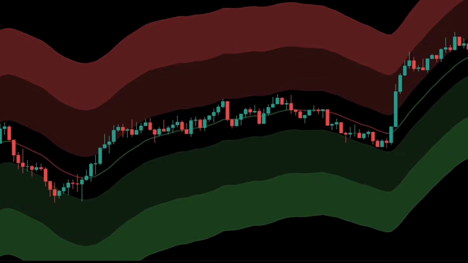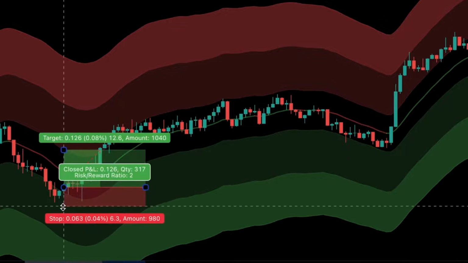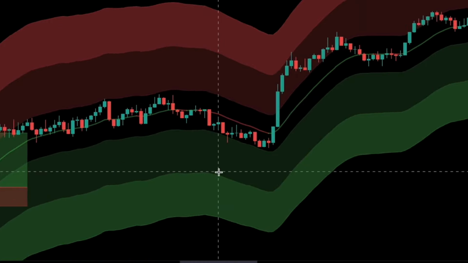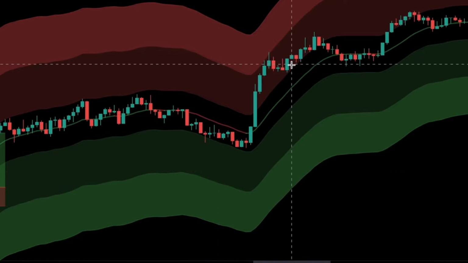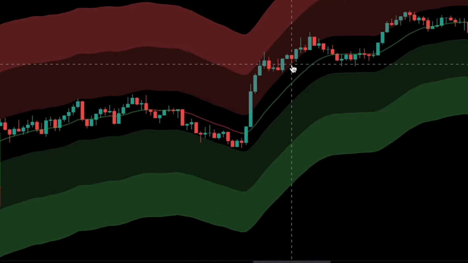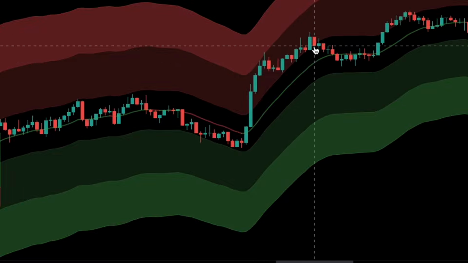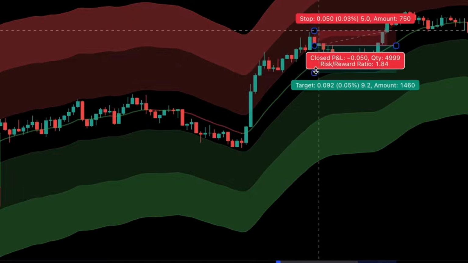There are multiple ways to use this tool. For example, many traders enter a long position when the price action enters the green envelope and then crosses and closes above it, and the opposite for short trades. However, I find this method quite risky. Instead, I use a different approach that significantly reduces the risk of being stopped out.